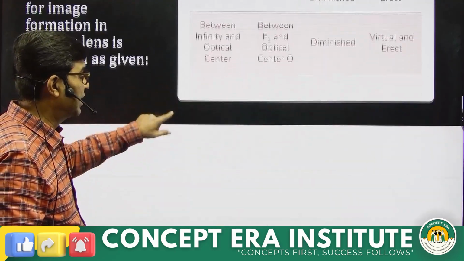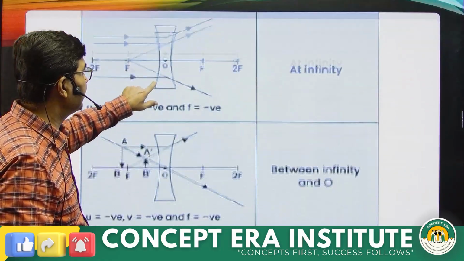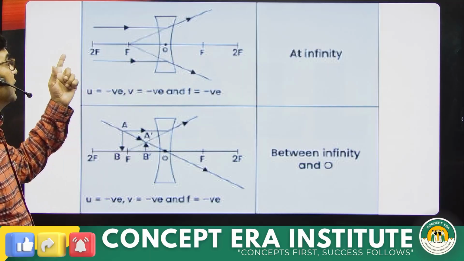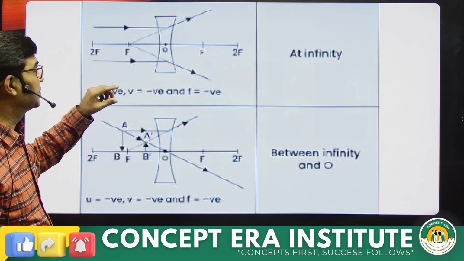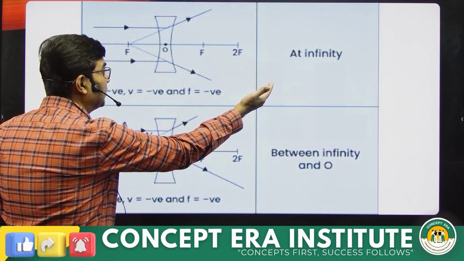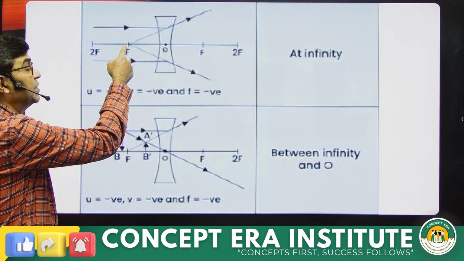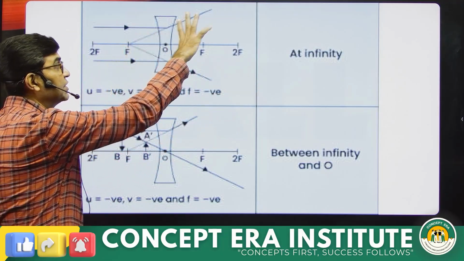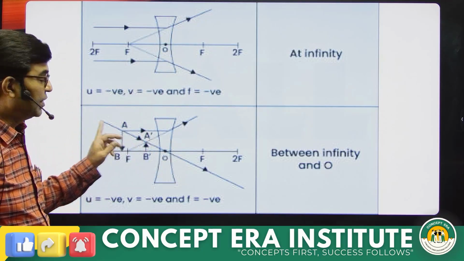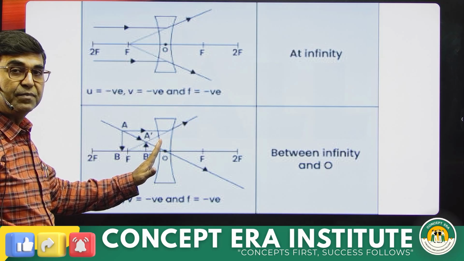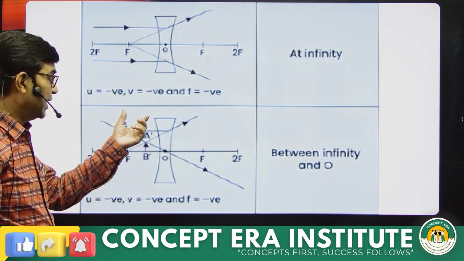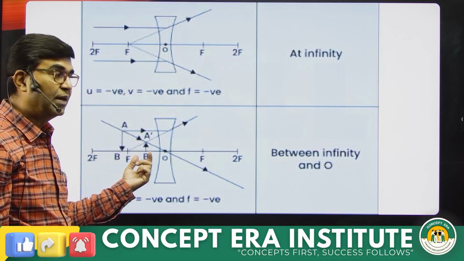Coming to the ray diagrams, these are the two cases of the concave spherical lens. Object at infinity, if we are observing from this side, the image will be formed at this point because this is the diverging case. Similarly, when the object is anywhere between infinity and optical center, then the image will be on the same side again. It will be small, virtual and erect.